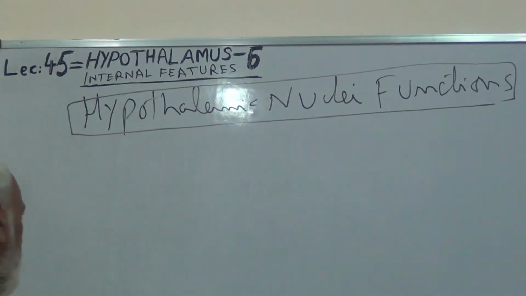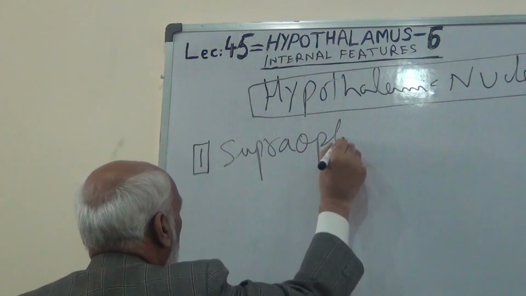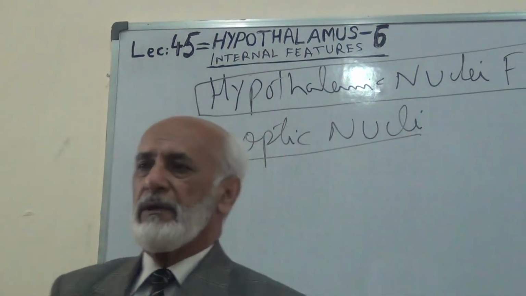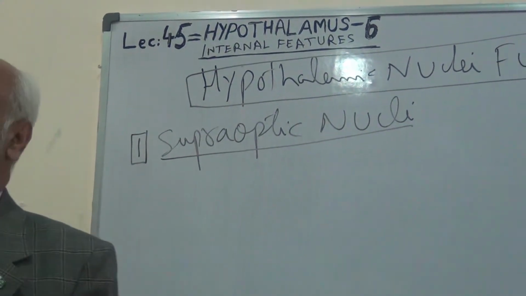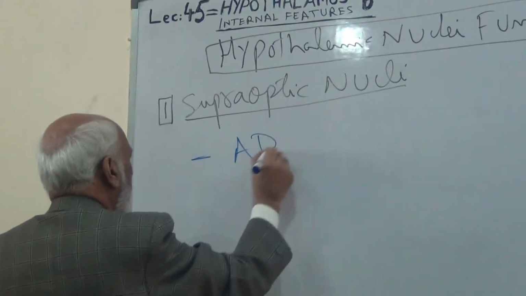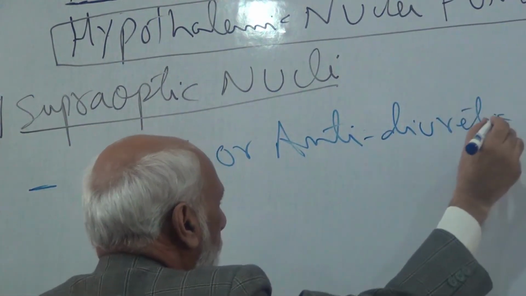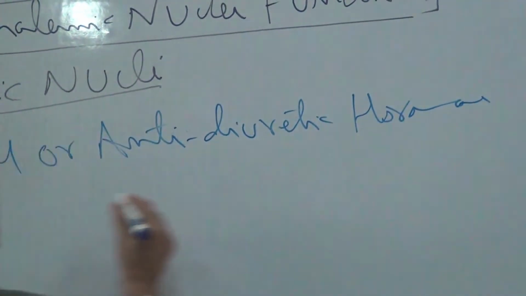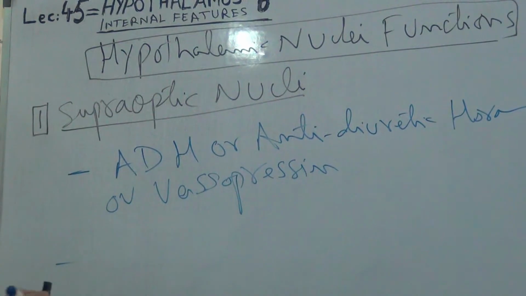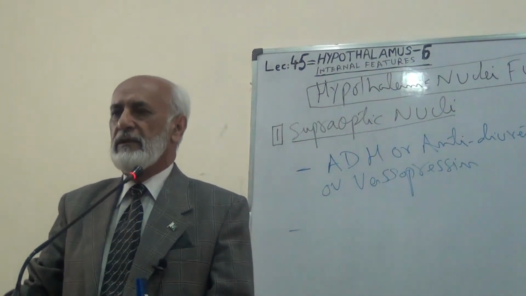Now we'll start with the supraoptic nuclei. The neurosecretory cells, the neurosecretory neurons of these nuclei produce ADH, or antidiuretic hormone, also known as vasopressin.